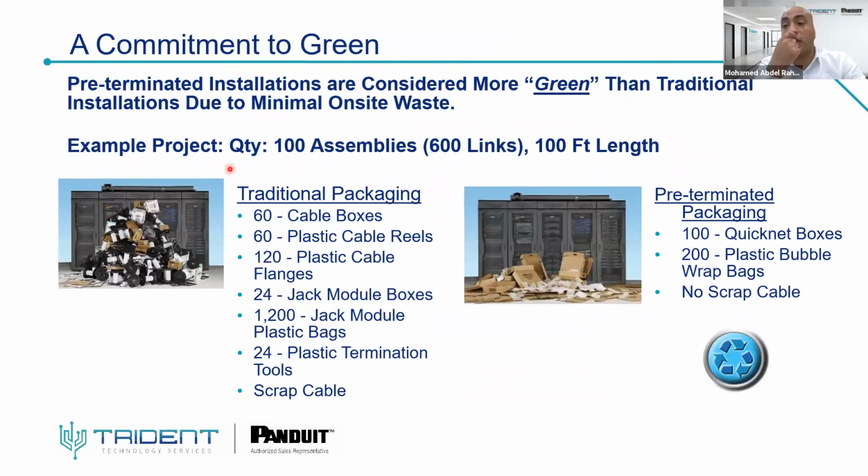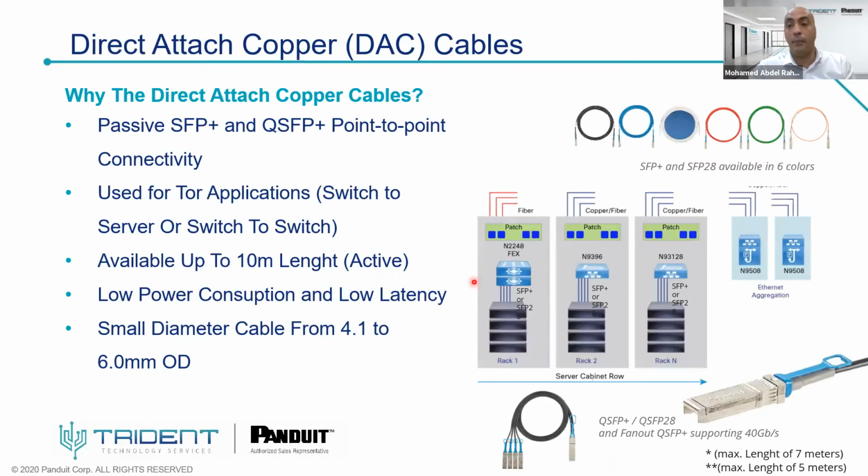The pre-terminated solutions are a commitment to green, the requirement today to have a green environment. So this is the comparison between the traditional solutions and the pre-terminated solutions. When it comes to a 600 link, if you need to make the comparison between the traditional and the pre-terminated solutions, the pre-terminated solution, as you can see, is considered greener than the traditional solution, with minimum cartons and on-site waste.